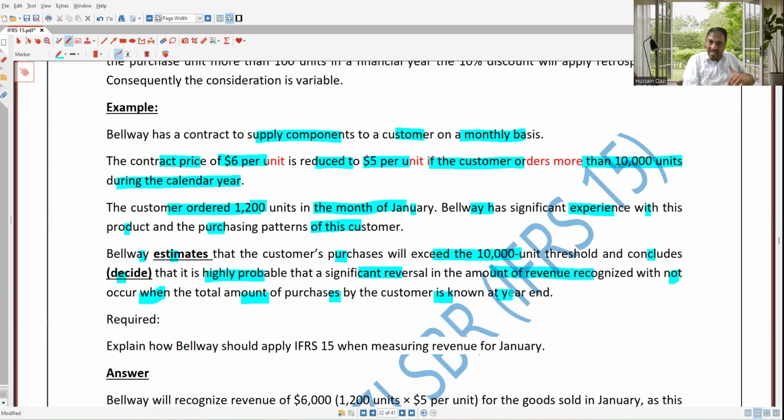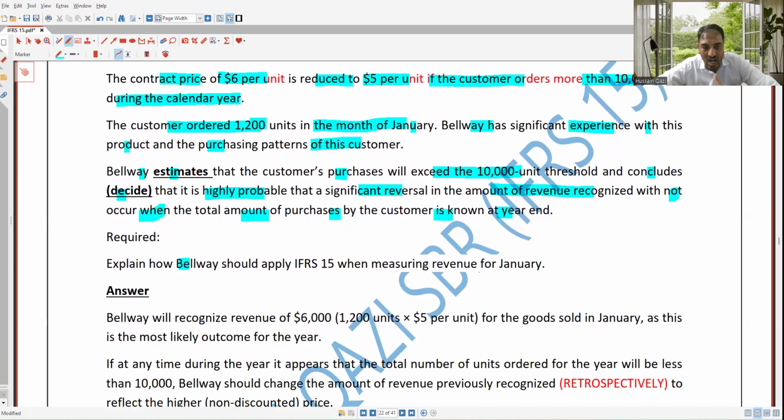So decide and estimate. Here estimation is about more than 10,000, less than 10,000. That's all. Number two, decide. It's about the assessment based on past experience. So explain how Bellway applies IFRS 15 when measuring the revenue for January.